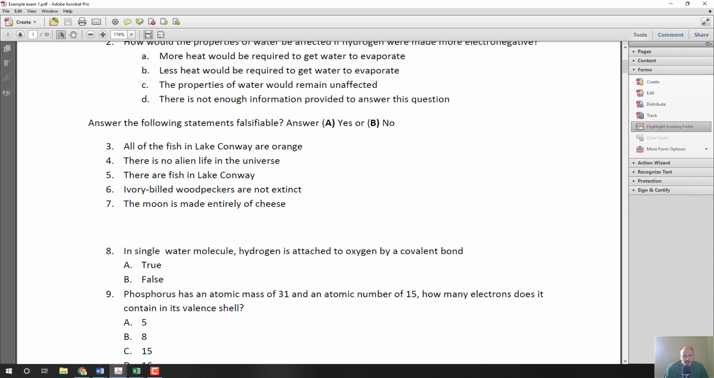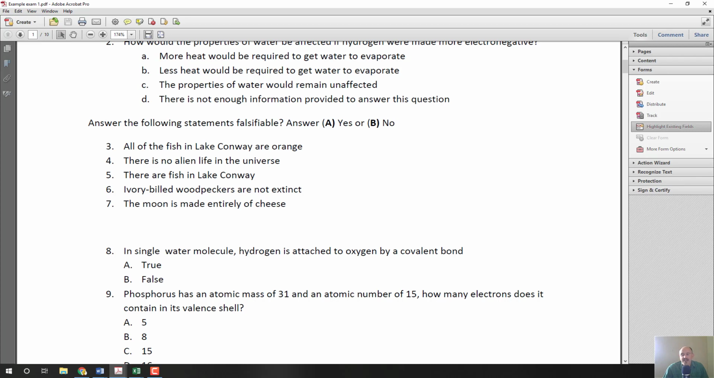There are fish in Lake Conway. That is not a good falsifiable statement. What would it take to falsify that? That would be finding no fish, right? But if you looked in Lake Conway and you did not find any fish, that's just absence of evidence. So that's not a good way to word that statement, right?